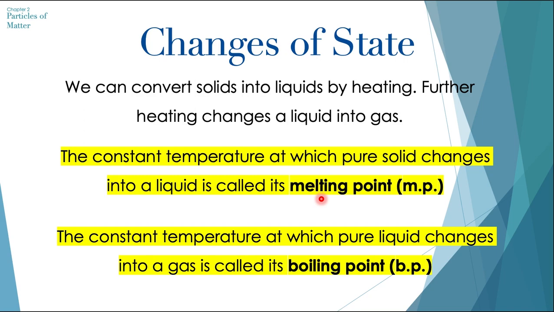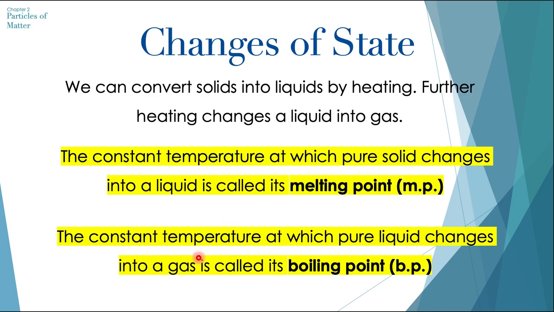For example, we have ice. The melting point of ice would vary if the ice is not pure. But if it is a pure solid, then the temperature at which it would melt would remain constant. We're going to look at this in much detail afterwards.